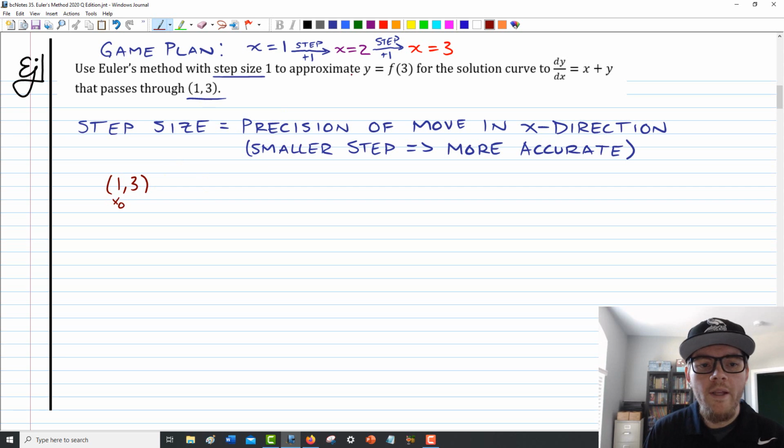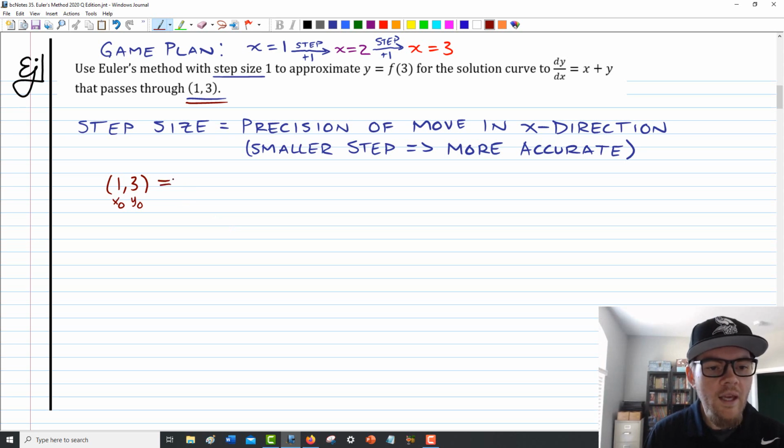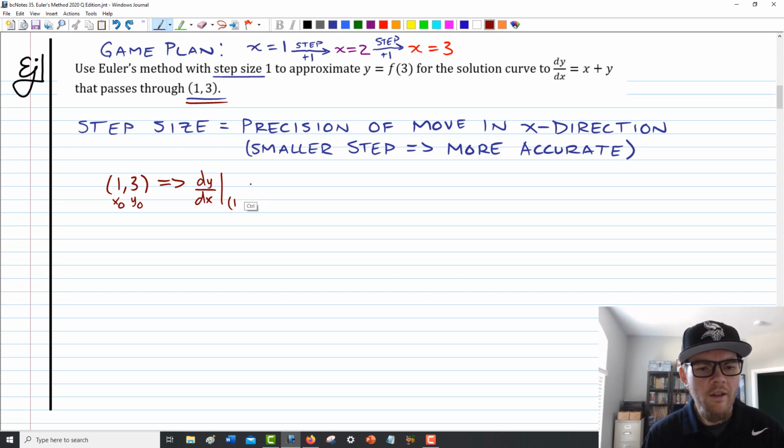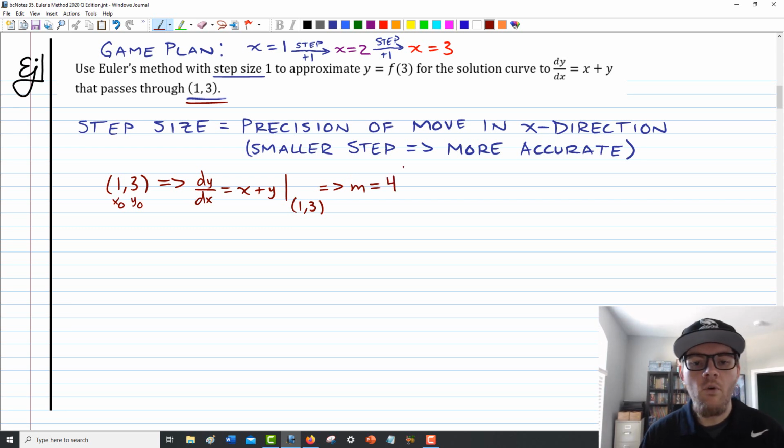So I'm going to start with our initial point that we were given right there, 1, 3, and I'll call that x sub 0 and y sub 0, or x naught and y naught, because that's our initial point. That way I'm saying it's our initial x and our initial y. Once we've got that, we can, like before, use our differential equation dy dx and evaluate it at our ordered pair 1, 3. We'll evaluate that differential equation x plus y at 1, 3. When we do, that's going to give us our slope as being equal to 1 plus 3, or 4.